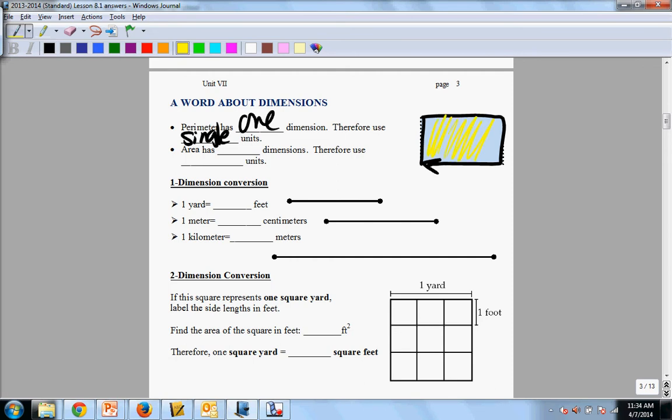Now I'd like you to shade the area. With the show of fingers, 1, 2, or 3, how many dimensions is area? 2 dimensions. Therefore, we use squared units for area.